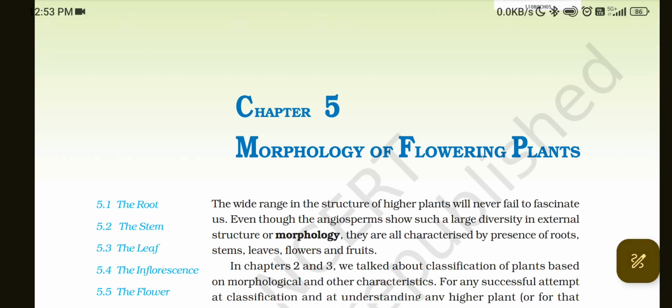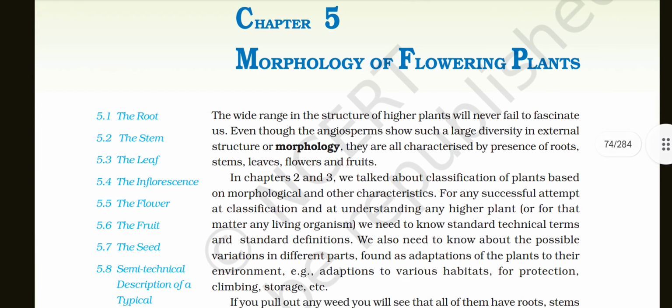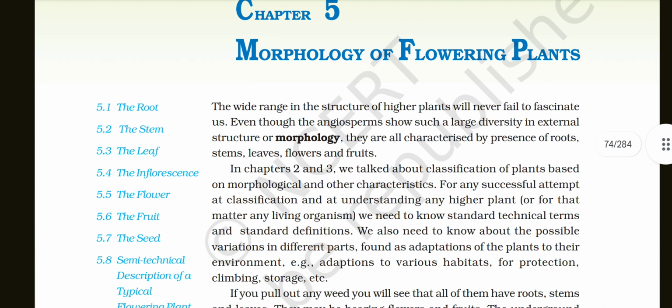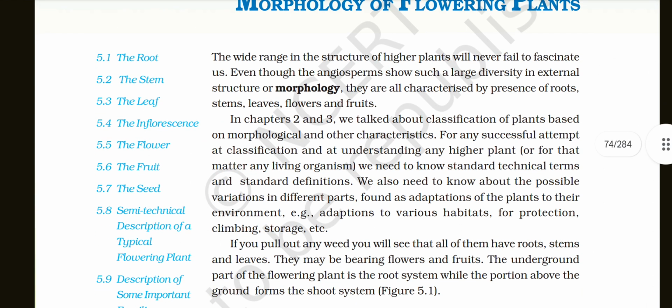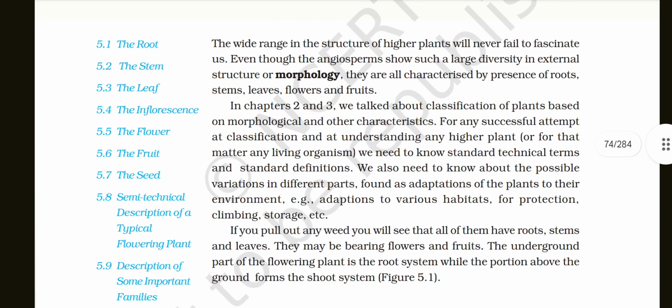Chapter 5, Morphology of the Flowering Plant. The wide range in the structure of the higher plants will never fail to fascinate us, even though the angiosperms show such a large diversity in external structure or morphology. They are all characterized by the presence of roots, stem, leaves, flowers, and fruits.